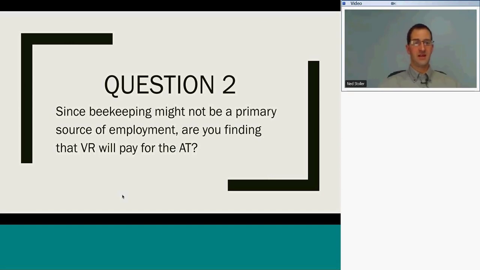Since beekeeping might not be a primary source of employment, are you finding that VR will pay for the assistive technology? It's part of a whole farm system, and so I have several clients that Michigan Rehab Services is paying for assistive technology. It's part of their livestock. They have cattle, they have bees, and other enterprises, and it goes together. So it probably depends on your state, how the voc rehab works. But here we've been successful in Michigan.